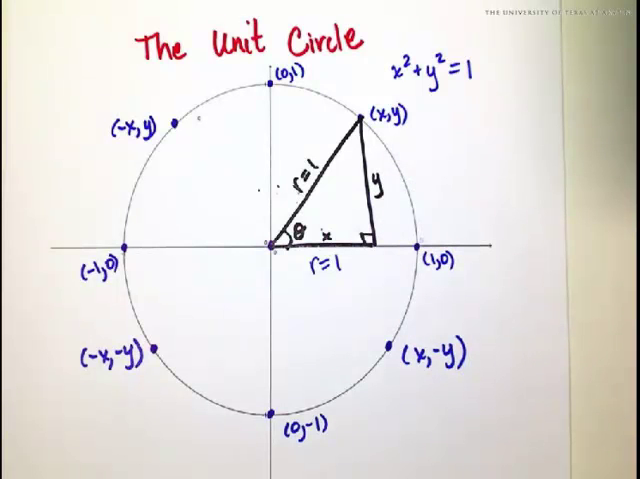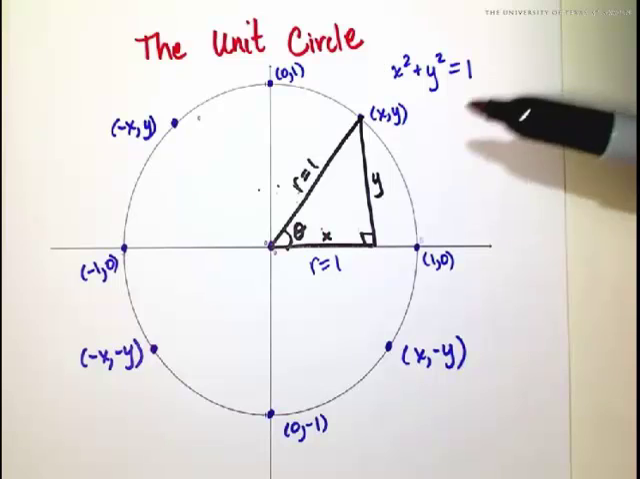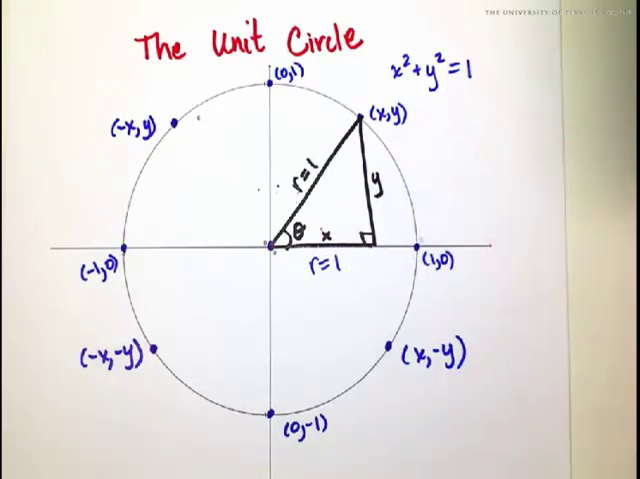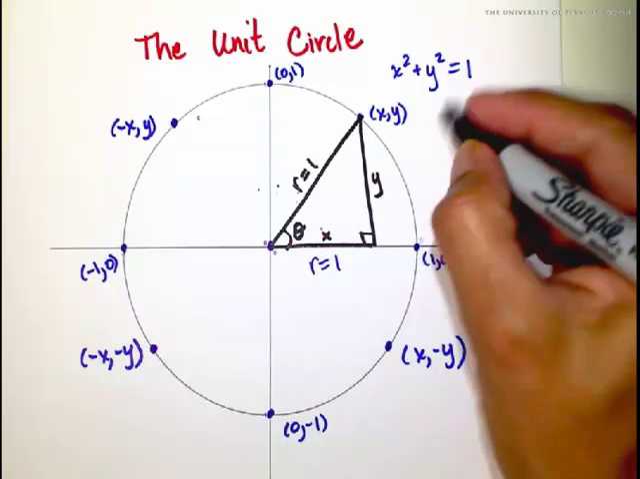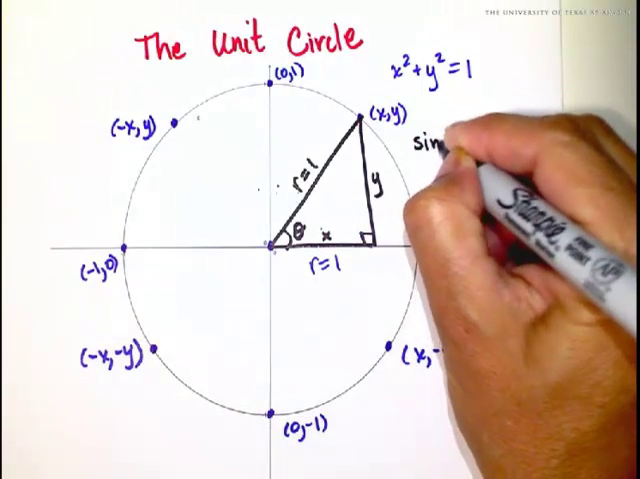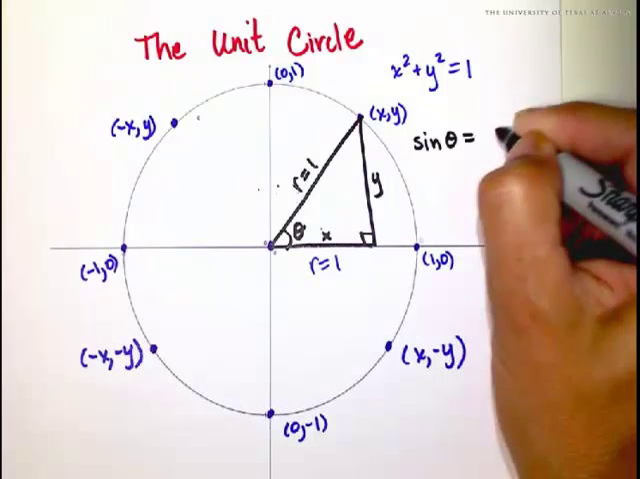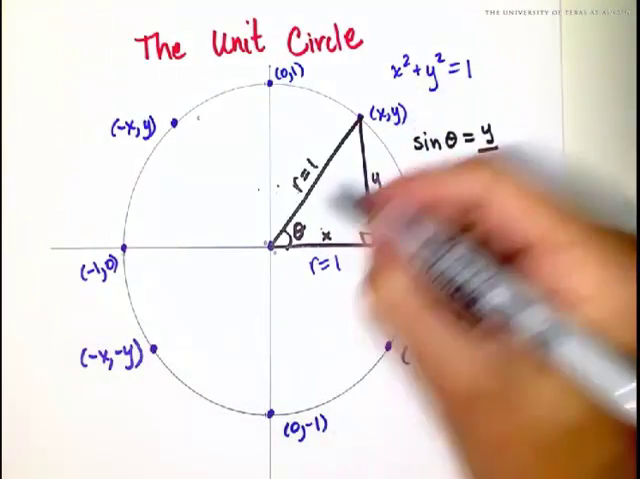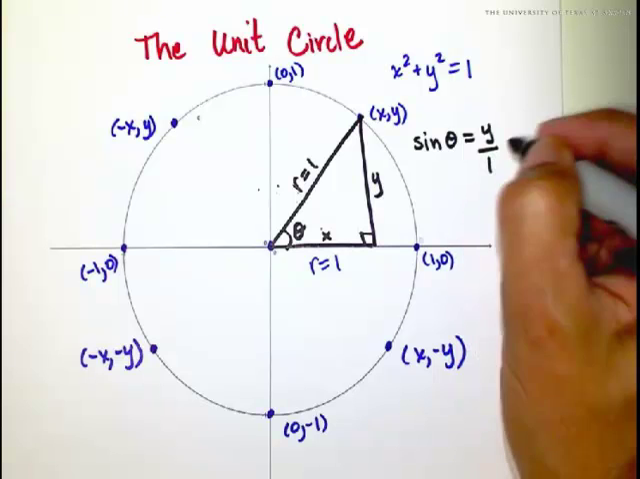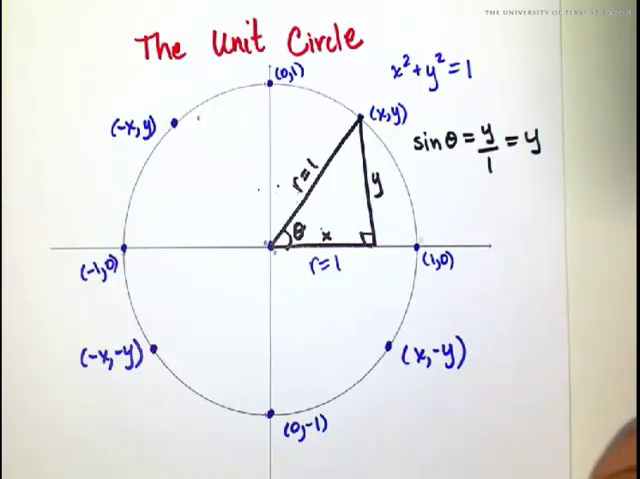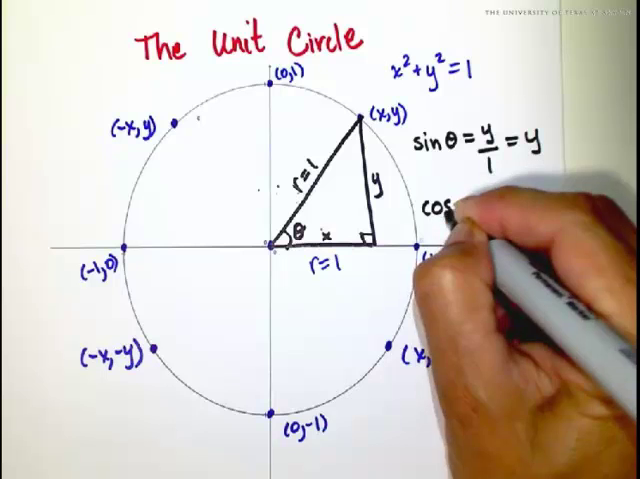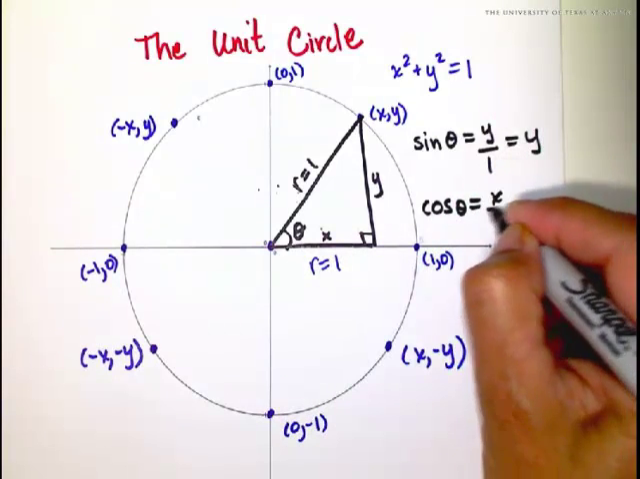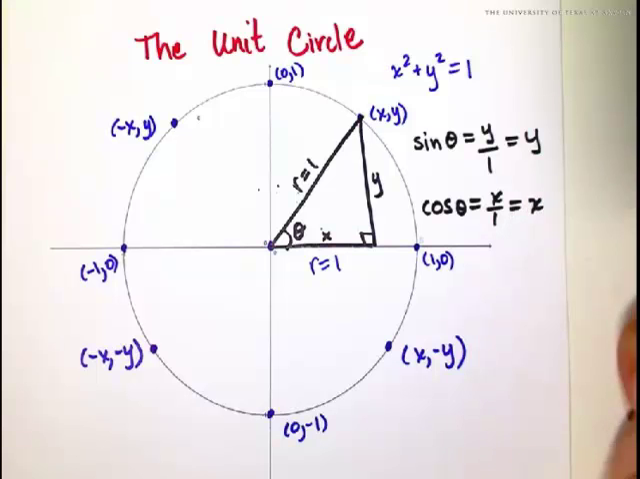Now recall in an earlier video we talked about the ratios of the lengths of the sides relative to the angle theta. Let's recall a couple of those. We know that the sine of theta was equal to y over the hypotenuse, which in this case is 1, and that reduces to just y. The cosine of theta was equal to adjacent over hypotenuse, or x over 1, which reduces to just x.